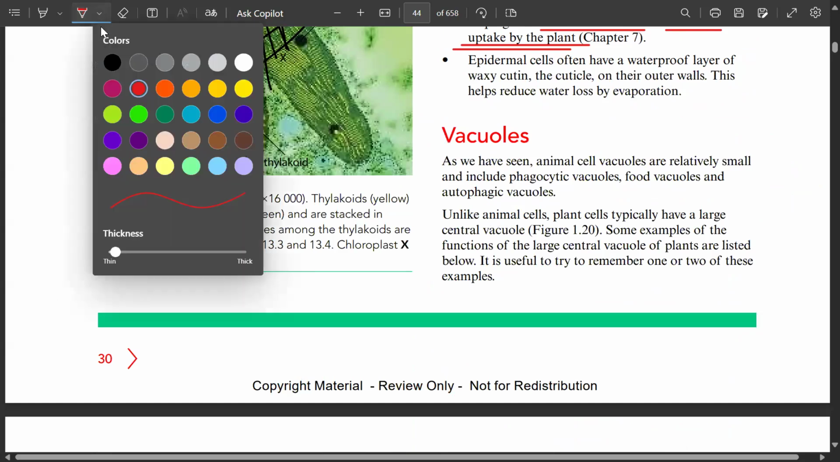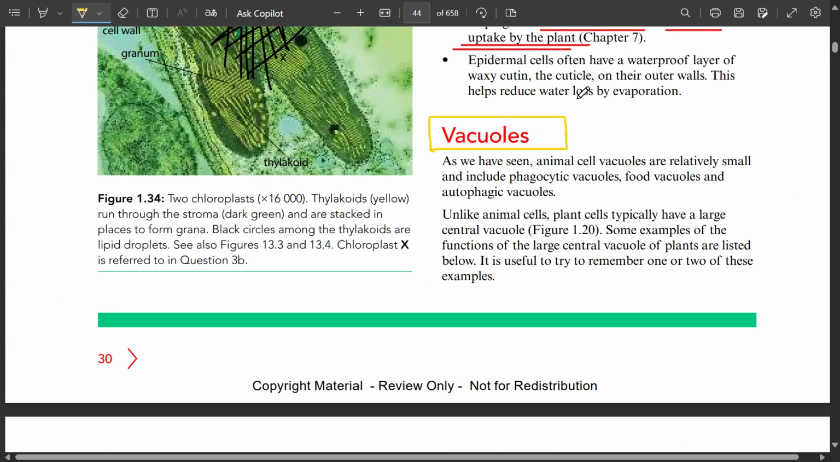Vacuoles. What are vacuoles? It's a sac inside the cell that's filled with water and ions. Exactly, it's a sac filled with water, ions, food storage, enzymes, hormones, pigments, colored substances. It's like a storage place. As we have seen, can you tell me the difference between vacuoles inside an animal cell and in a plant cell?